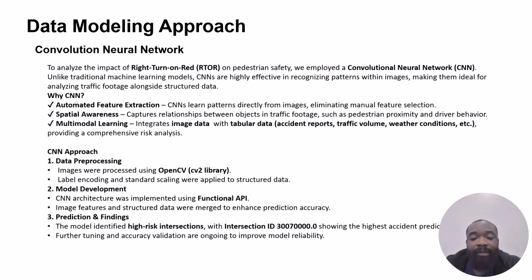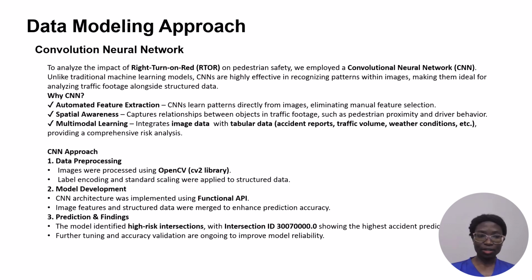Also, the approach we're taking in the machine learning part of predicting the prone areas, we're using a convolutional neural network, which is CNN. In our CNN approach, the images are being processed using the OpenCV2 library, and we use label encoding for encoding the data, and also we use CNN for predicting and finding.